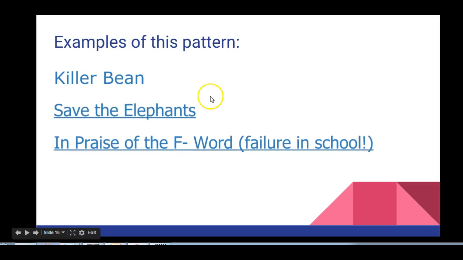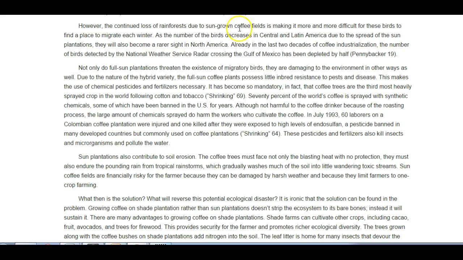Some examples of that from our last session were the Killer Bean essay on coffee, the Save the Elephants essay, and In Praise of the F Word, and that is failure, F for failure in schools. So take a quick look at those. The student model on coffee was talking about the loss of rainforest, the loss of birds, soil erosion, and then it came right out and said, what then is the solution? So that was a pretty big clue that this was a problem solution essay.